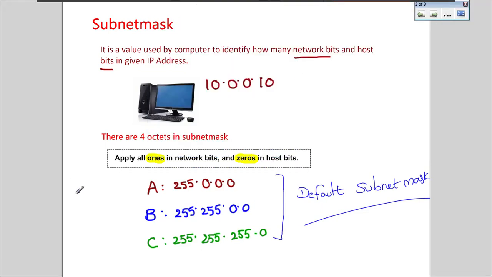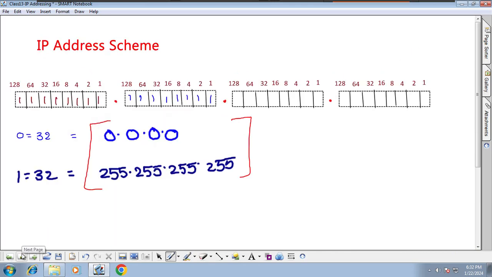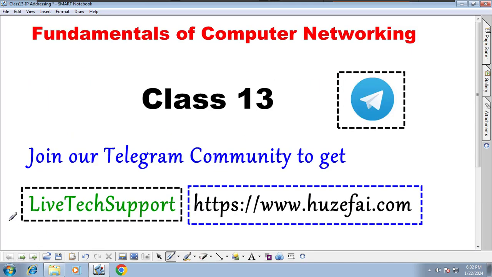I hope you understood. We have only one slide, so actually I thought to take a break, but I thought no, I committed to do a fundamental class every Monday. I have to do it.